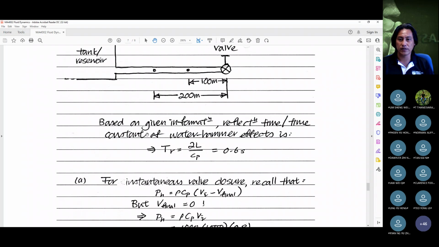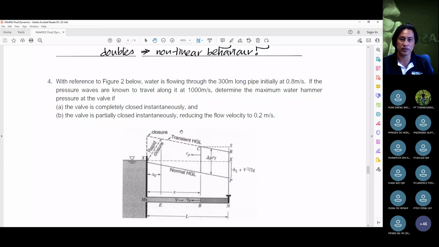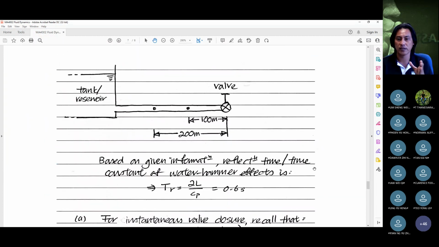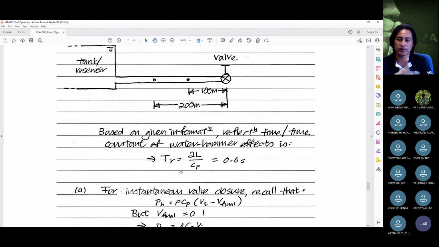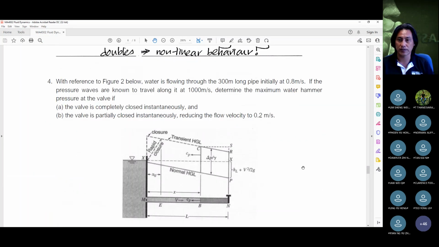Now, based on the given information, it's always good to just work out the reflection time, so that we know. In this question, there's no slow closure, so I think we're safe. It's fine even if you don't calculate it because both are closed instantaneously. But I always think it's a good idea to at least have a feel of how fast the pressure wave is traveling upstream and coming down again. In this case, the reflection time is 0.6 seconds, which is quite fast, for a 300 meter pipeline.